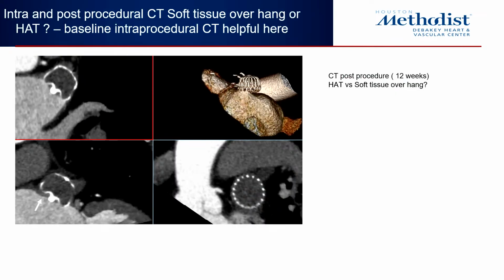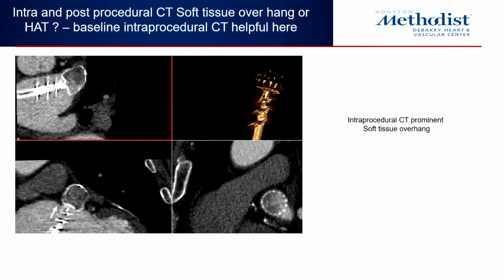It's also really helpful when you get follow-up imaging. This was a patient where there was prominent hypoattenuation versus soft tissue overhang, and they were able to compare it to the intraprocedural CT and say, actually, this is prominent soft tissue overhang, and we're able to resolve this issue. So as we're getting more and more CTs post-procedurally, this could be something that a center could incorporate into their protocol.